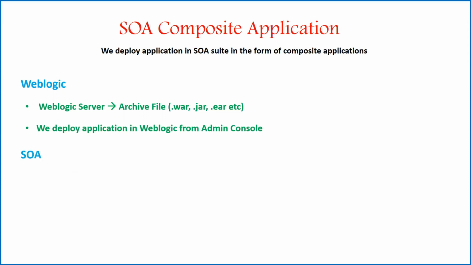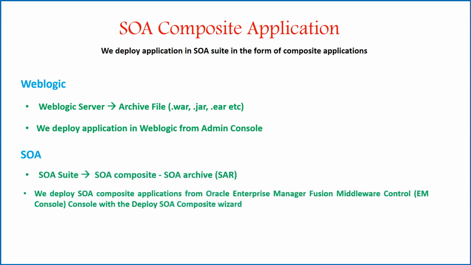Now, when we compare with SOA, for the deployment of a SOA composite we have to log into the EM console, which is also called the Fusion Middleware control. The SOA composite which we deploy via the EM console is also called a SOA archive or SAR file. So we deploy a SOA composite application from the Oracle Enterprise Manager console, which is also called the Fusion Middleware control.